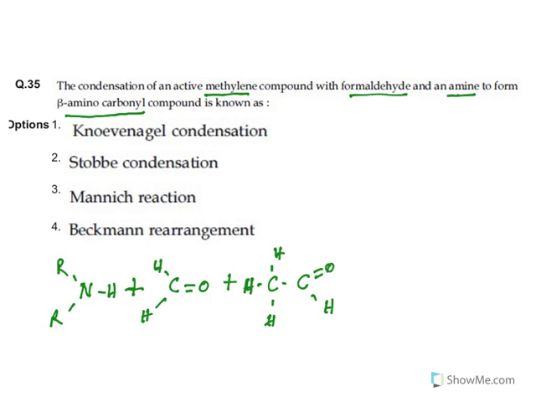Now the carbon which is adjacent to carbonyl is known as alpha carbon and the hydrogens are known as alpha hydrogens. All of them are alpha hydrogens. The normal nature of alpha hydrogen is that it is acidic. It is easier to remove this hydrogen.